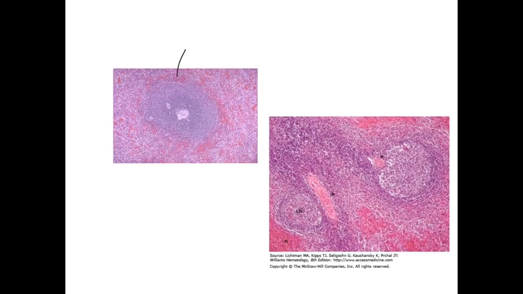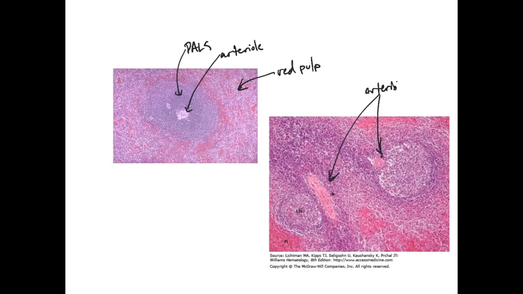This is just a histological view of the spleen, and here you can see the PALS surrounding this central arteriole. I should also mention that outside the PALS is all red pulp. You can also see two arterioles in the other picture, surrounded by these germinal centers, these B cell follicles. And there's an area of red pulp also visible in this one.